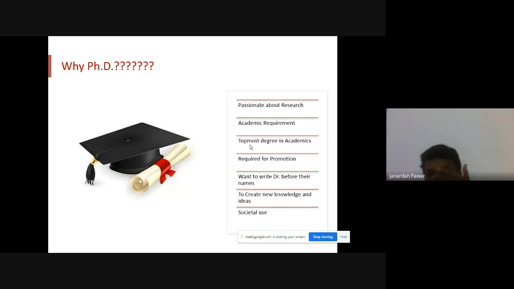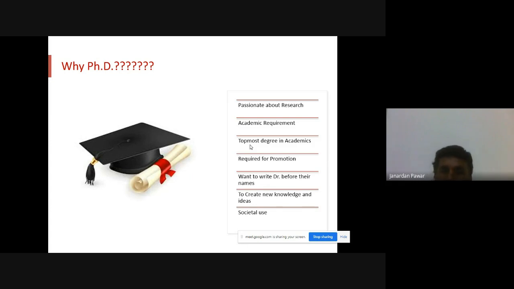Then the second reason comes to our community, our fraternity, that is academic requirement. So what happens, those who are in the academic field, like professors, assistant professors, associate professors, for them it is an academic requirement, because as we know PhD is the highest and topmost degree in academics, and now UGC has also changed its regulations and guidelines, and has made this PhD mandatory. Even you know that from this particular year, 2020-21, if you want to get a job in a university as assistant professor, PhD is a must.